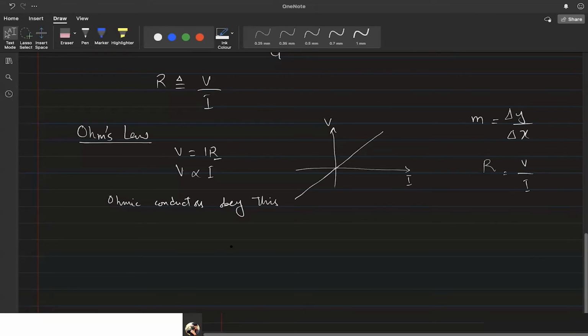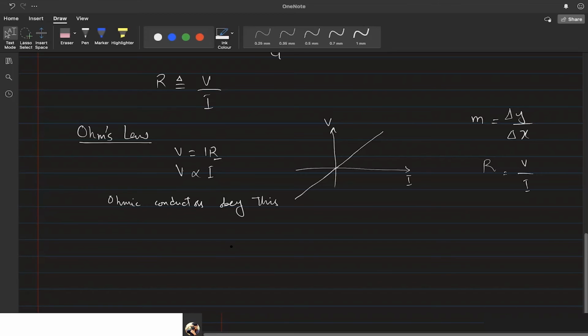Now, for most components, this is not true. So if you take a diode or a transformer or batteries, they don't follow this. Not at all. Okay, but what we usually have, metals, they follow this.